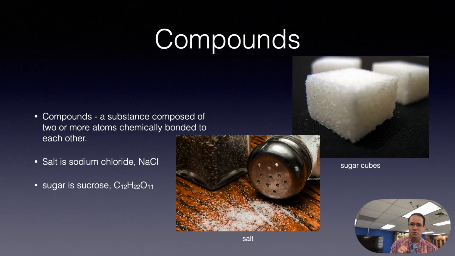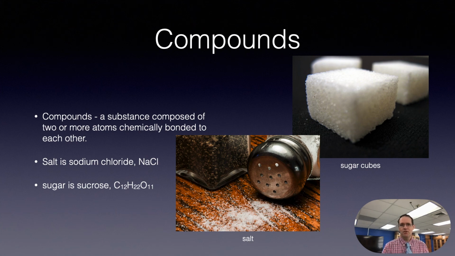Compounds, simply put, are defined as a substance composed of two or more different types of atoms that are chemically bonded to one another. It's not just a mixture of two different chemicals. The chemical particles or substances are glued to one another in a chemical bond.